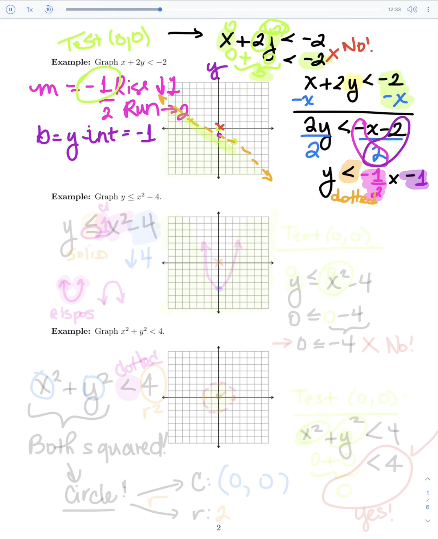So in this one, it would mean the other side, the below part. And so we're going to shade the part of the graph that the point 0, 0 is not on, the other side. And we're done. That's it.